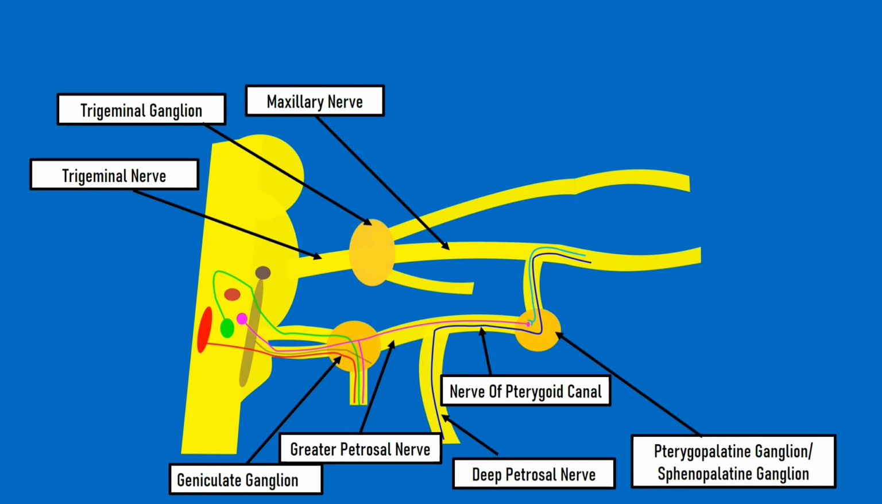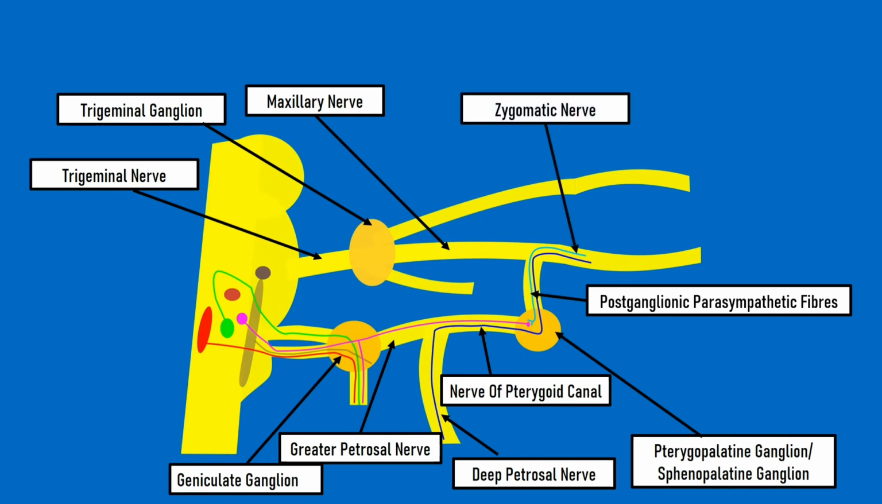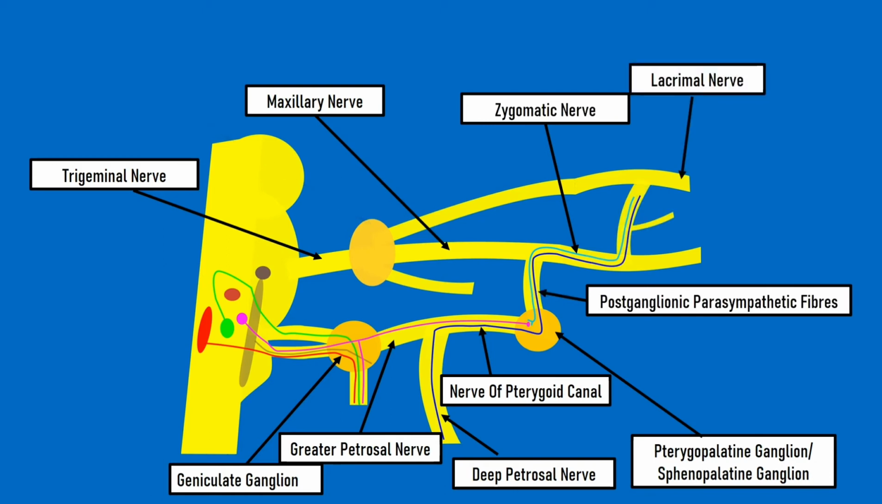Postganglionic parasympathetic secretomotor fibers emerge from the pterygopalatine ganglion, and then they pass via the zygomatic branch of the maxillary nerve, which is the second division of the trigeminal nerve. You can see the trigeminal nerve here that divides into three branches. The maxillary nerve is the second branch of the trigeminal nerve, and the zygomatic nerve is a branch of the maxillary nerve. The zygomatic branch further divides into the zygomaticofacial and the zygomaticotemporal branches.